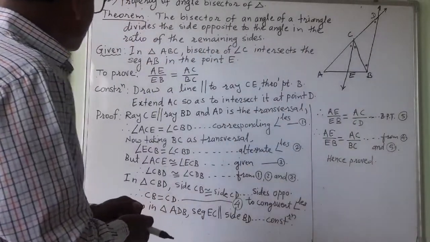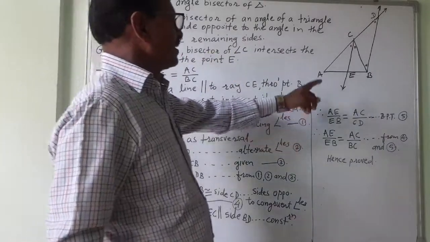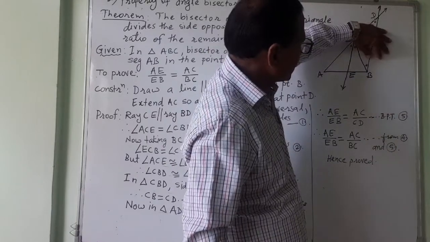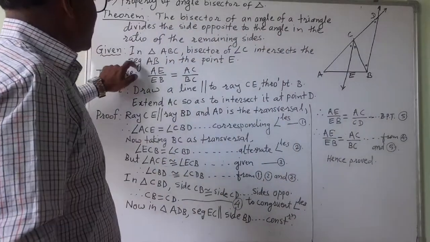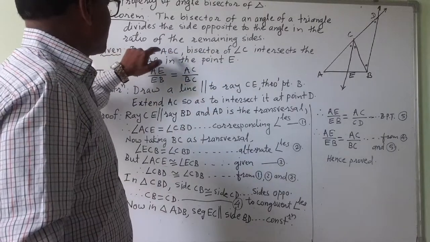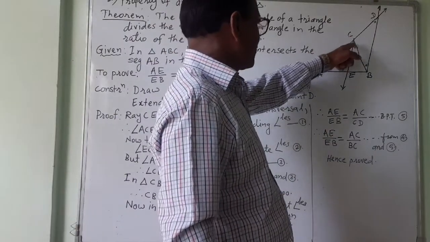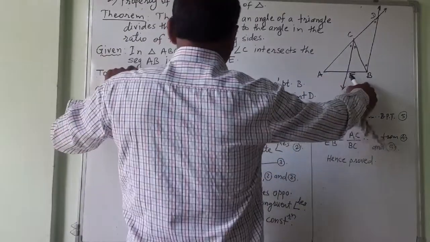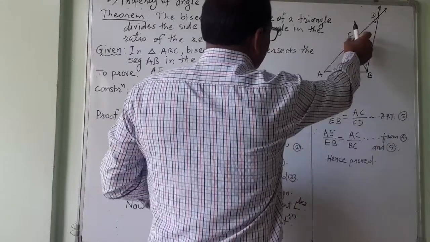Now, what is given? In triangle ABC, this is a triangle ABC, and this is the angle bisector. Segment AB, bisector in triangle ABC, bisector of angle C. This is the angle C. It is the bisector of this C. It intersects the segment AB in the point E. This is the segment, meaning the side opposite to the angle.